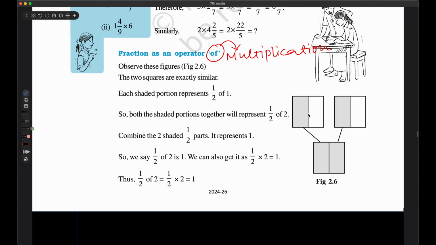And if we combine both the shaded parts into one part, then these represent half of 2. That is, there are two shaded parts and they are half of 2, and they have concluded that we can replace of by the multiplication sign.